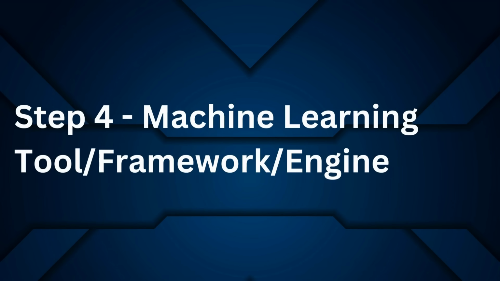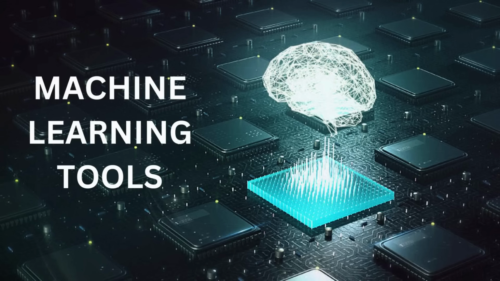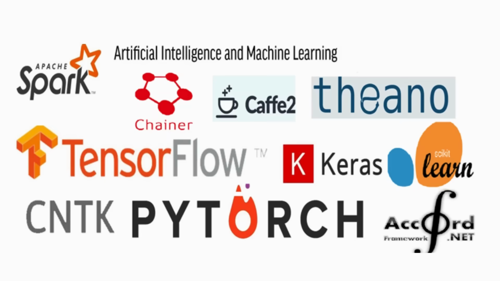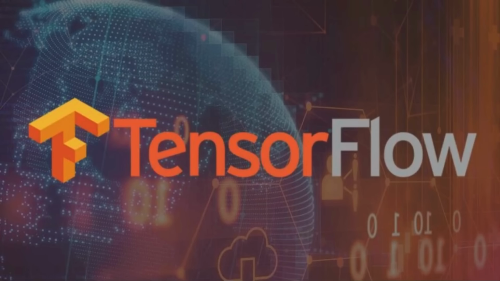Step number 4 is machine learning tool or framework or engine. You can choose any AI tool to train the model. Lot of big companies are spending billions of dollars by developing the AI engines. Here are some most popular AI tools. Google TensorFlow is the most popular and trending AI tool.